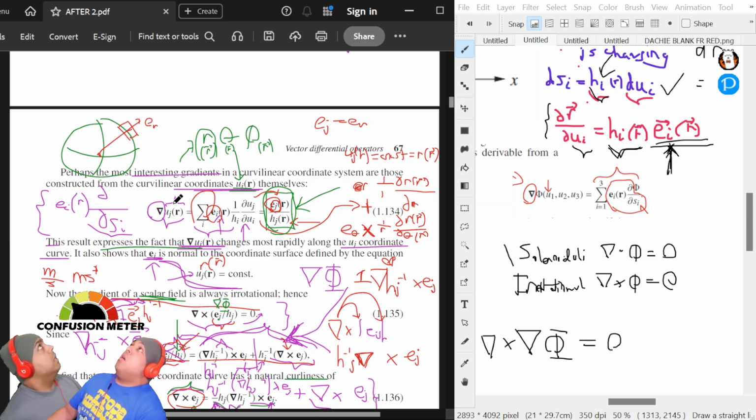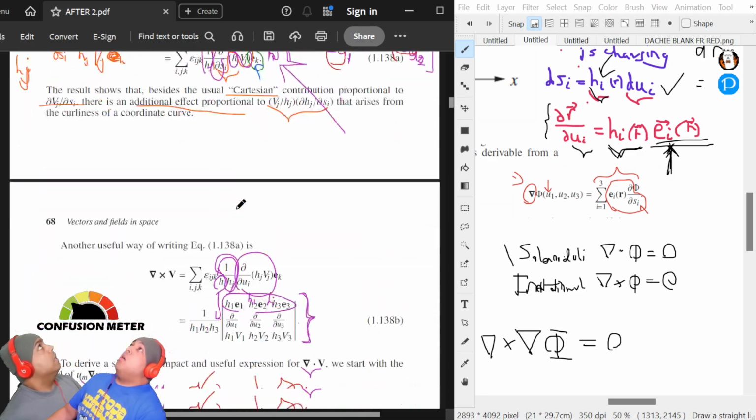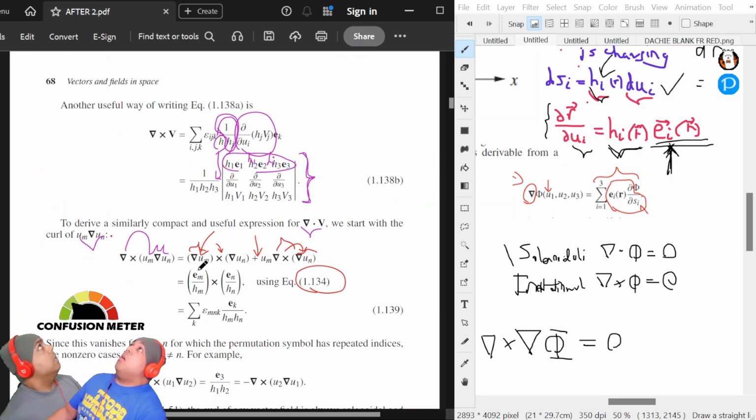Equals EJ on HJ, like in the direction of said coordinate. Gradient of a coordinate equals E in the direction of the coordinate divided by the scale factor of the coordinate.